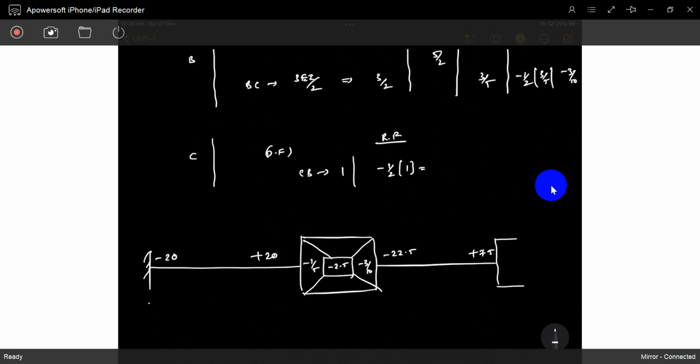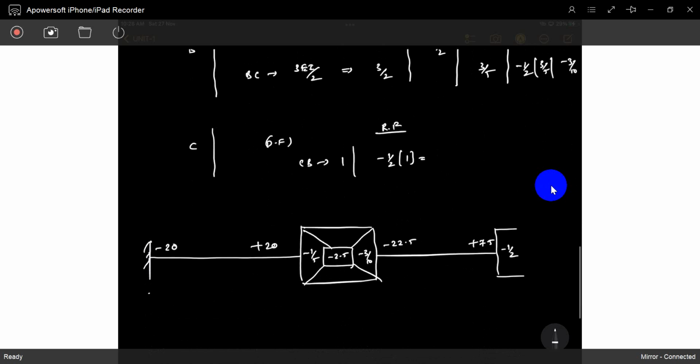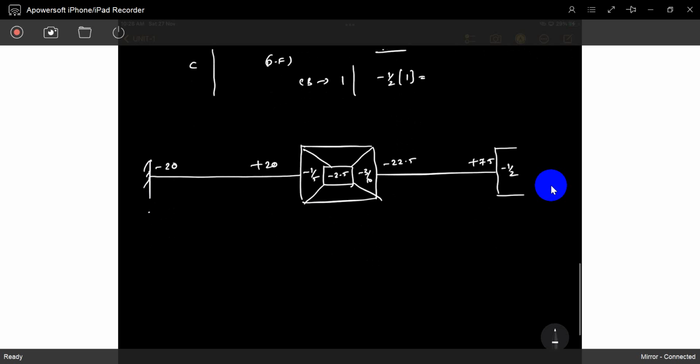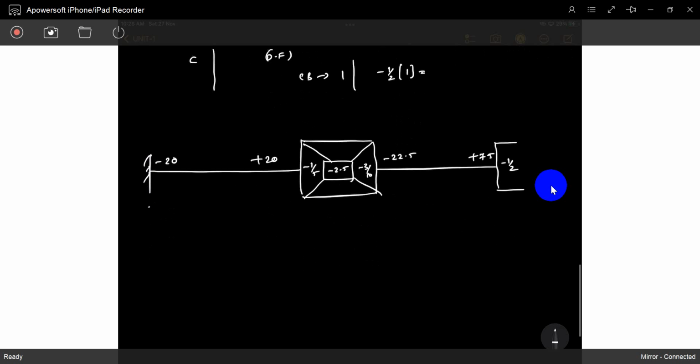Here it's minus 1 by 2. Just see it. Fixed end moment. So now it goes to, what is that first value? First cycle, A B C.